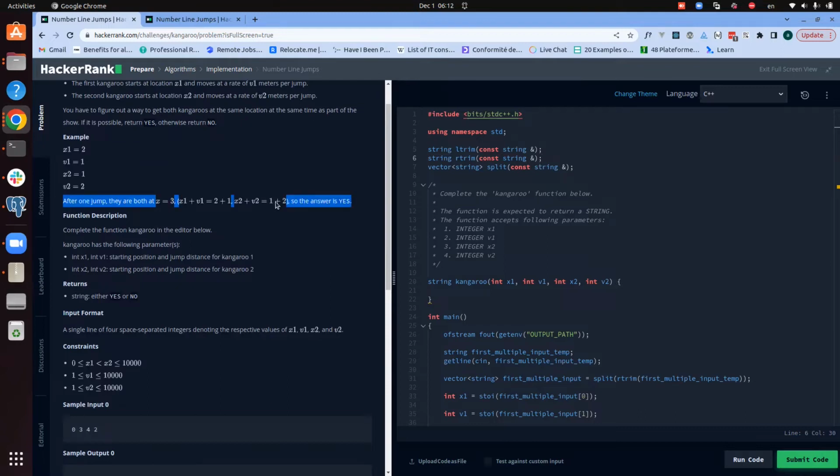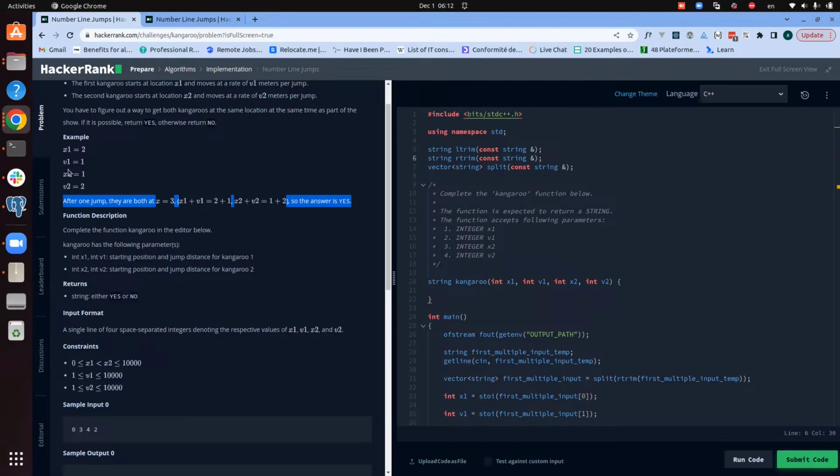So in this problem, we are just supposed to find out if they can meet or not. No matter how long it will take them to meet, we don't care about that. It's just, are they able to meet at a certain point? If yes, we return yes, otherwise we return no. So what will be our approach for solving this?